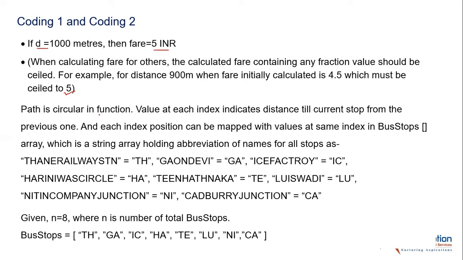Okay. Now the path is circular in function. The value at each index indicates the distance till the current stop from the previous one. And each index position can be mapped with values at the same index in the bus stop array, which is a string array holding abbreviations of names for all stops. So they have given the abbreviation for all the stops. Given n is equal to 8, where n is the number of total bus stops. Okay, they have an array over here as well.